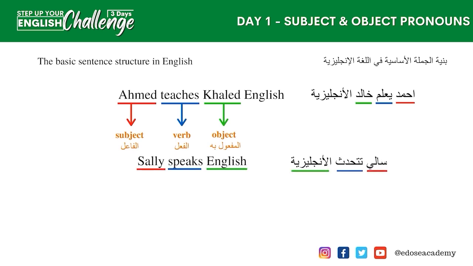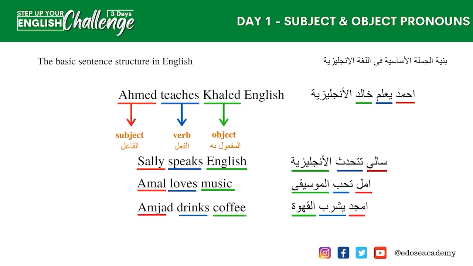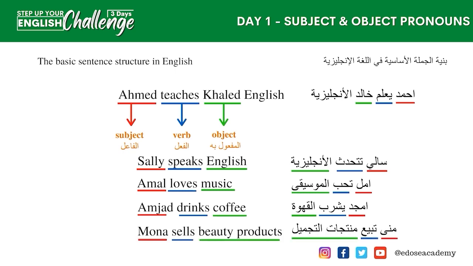Now, Sally speaks English. You can see the same way. Sally is the subject. Speaks is the verb. English is the object. Let's look at the rest of the examples. Amal loves music. Amjad drinks coffee. Muna sells beauty products.